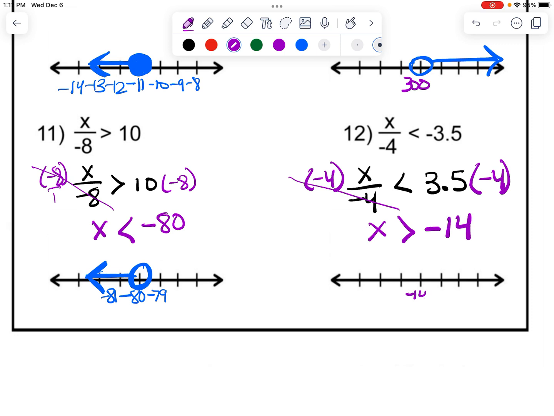I'm going to need to put a -14 on my number line with a few other numbers on either side. I'm going to do an open circle on that -14 since there's no line underneath my inequality symbol, and I'm pointing it to the right to show all the numbers greater than -14.